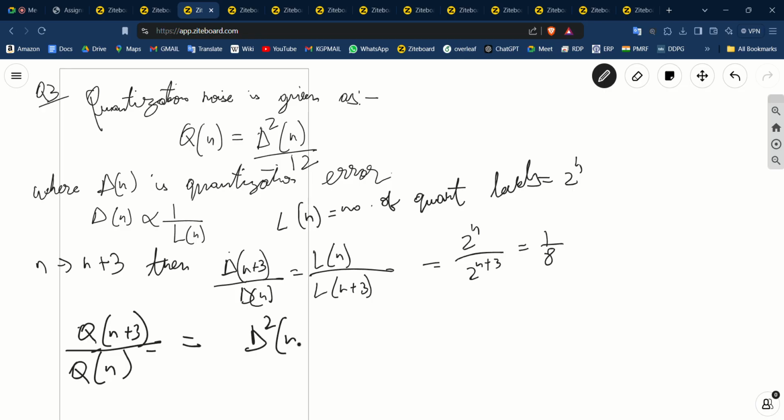delta square n plus 3 by delta n, as it is directly proportional to the square. So, delta n plus 3 by delta n whole square. So, 1 by 8 whole square. So, this is 1 by 64.